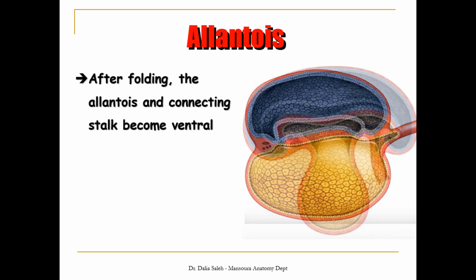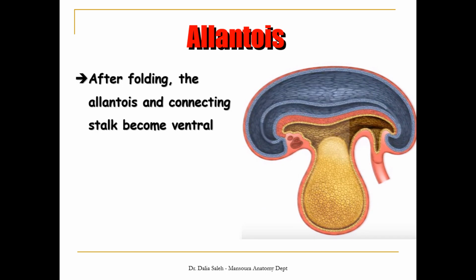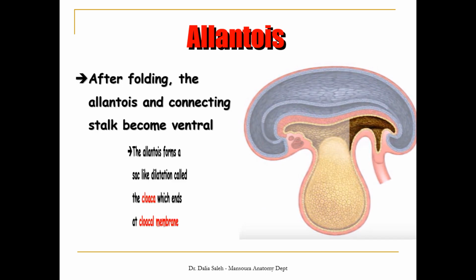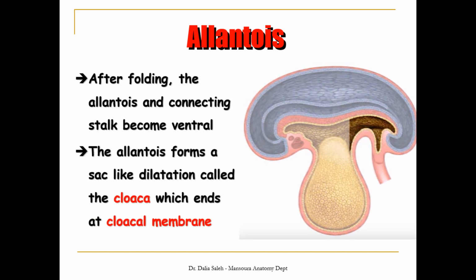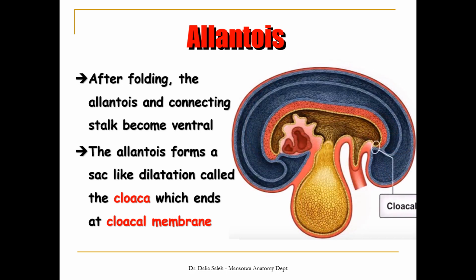After folding, the allantois and the connecting stalk move into the ventral aspect of the embryo, and at the same time a sac develops as a result of movement of the allantois ventrally. We call it the cloaca. And this cloaca, or this sac, ends at a membrane called the cloacal membrane.